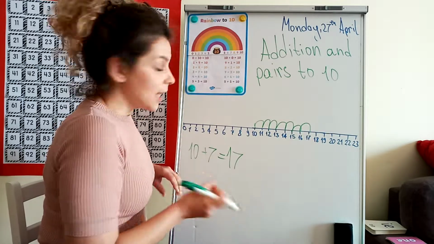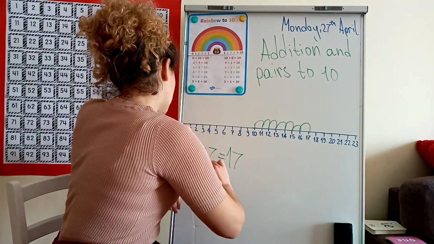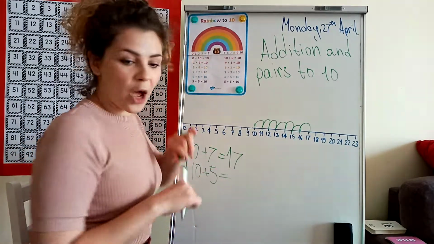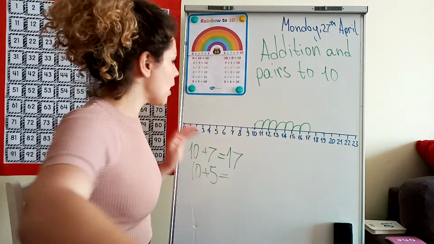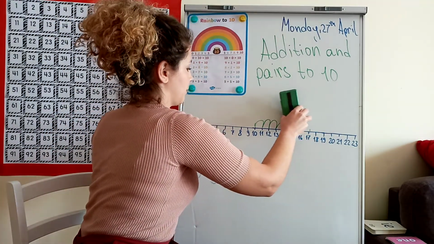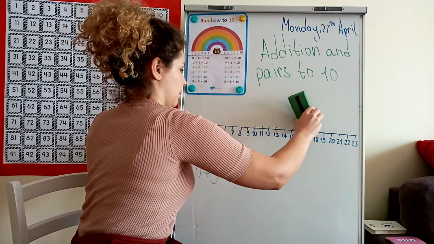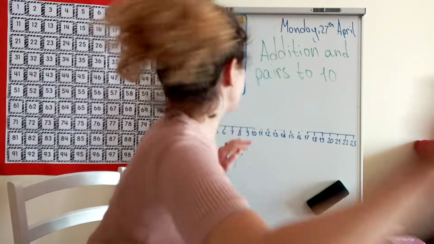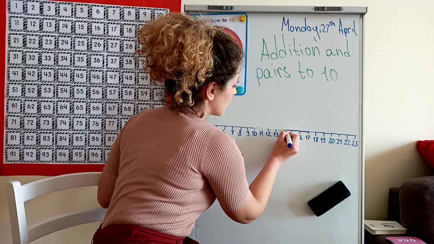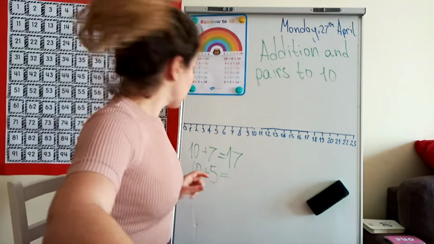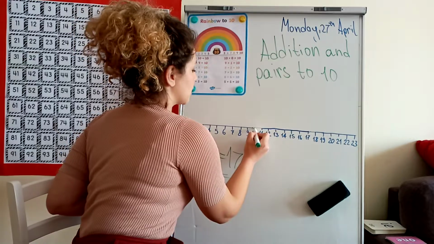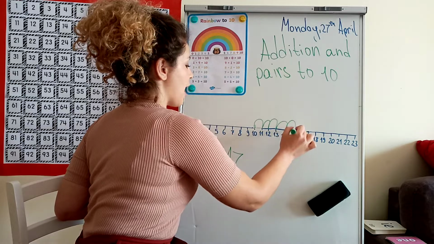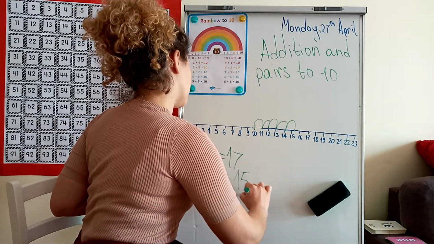Next thing that I have here is 10 plus 5. So 10 plus 5, let's see how much it is. My number line is disappearing a little bit. So we start from 10 and we add 5 more hops. Again, we are at 10 plus 5. 1, 2, 3, 4, 5. I landed at 15, so 10 plus 5 equals 15.